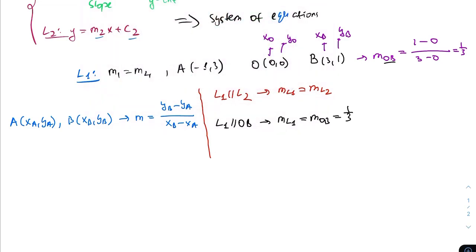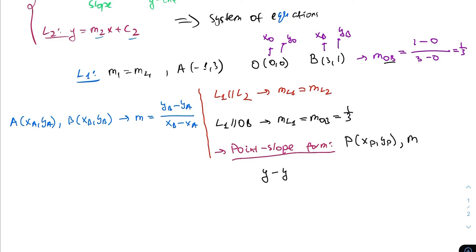Okay, for this point, we will use something called point slope form. Point slope form, as the name suggests, needs one point, let's say some xp and yp, and a slope. If I have one point and slope, I can easily write the equation as y minus yp is equal to m times x minus xp. Okay, let's use this. So here we have slope and point A.